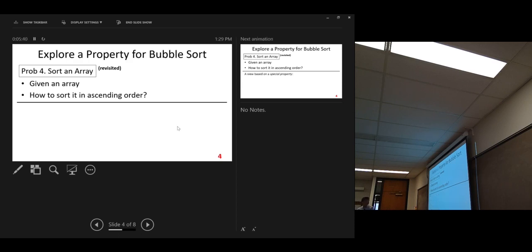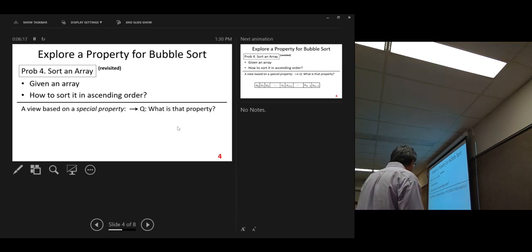All right, explore. Now we need to solve it. We explore a property for bubble sort, the key property for bubble sort. A view based on a special property. This time we try to get a different property, and we will get many, many properties. When we view from a different angle, we get a different property, and we will use that to get a different solution. What is that property?